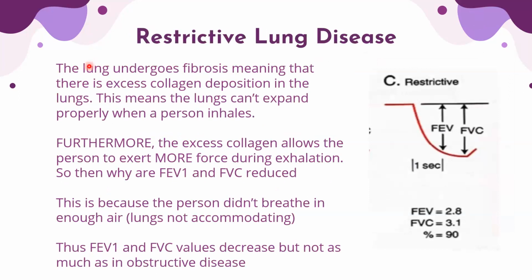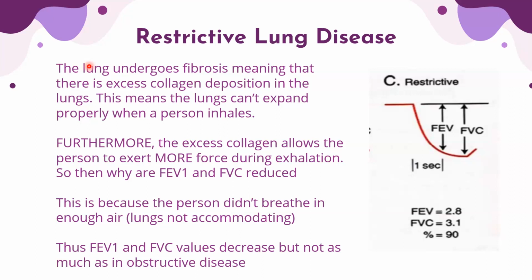Now, in restrictive lung disease, what happens? Whereas the obstructive lung disease was a problem of exhalation, restrictive lung disease is a problem of inhalation. What do we mean by that? What happens in restrictive lung disease, to simply state, is that you have an excess fibrosis or excess collagen deposition. And what does that lead to? If you have fibrosis or excess collagen deposition in the lungs, it decreases the elastic ability of the lung.